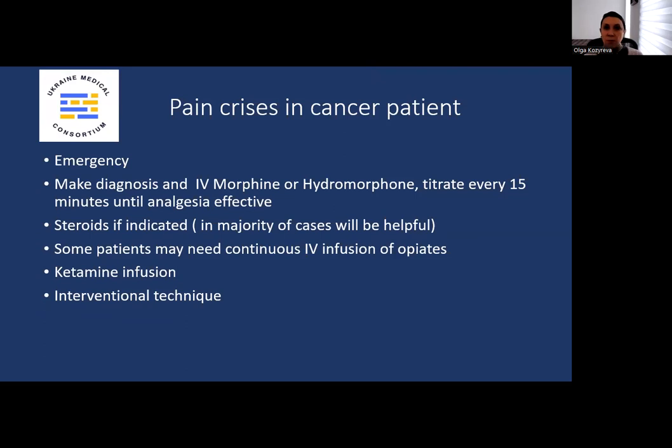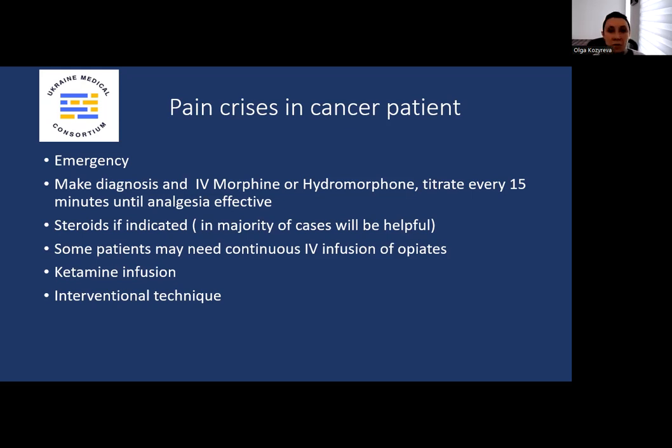So pain crisis in a cancer patient is an oncological emergency, and maybe a couple of times a month, I send my patient from clinic to the emergency room in pain crisis for pain management. Number one, you make a diagnosis. Number two, you start IV morphine, or whatever IV opiate formulation you have. Frequently, we give steroids if indicated, and again, there are a lot of indications in cancer patients for steroids.